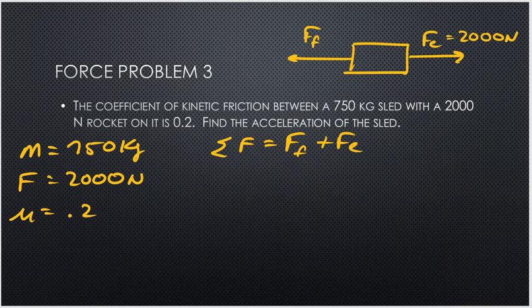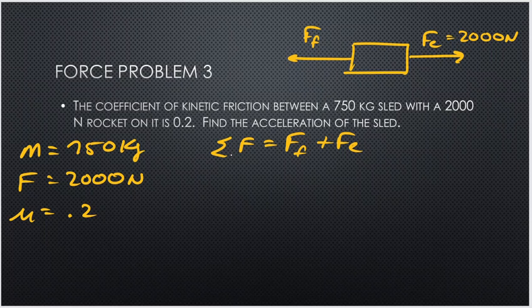Okay, so I've given myself a head start here. I've made a picture to represent this. We've got this sled, and it's got an engine that's pushing forward at 2,000 newtons. We have this frictional force that's pulling back on it, opposing the motion. Its mass is 750 kilograms. It says, find the acceleration of the sled.